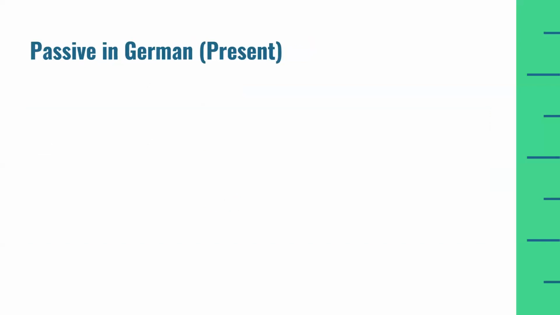Now, in the whole A2 level, we have used only active sentences so far. So first, let's have a look at an active sentence and then we will see how to change this active sentence into a passive sentence. If I have one sentence, Mein Bruder repariert unser Auto. This is an active sentence, which means my brother repairs the car.